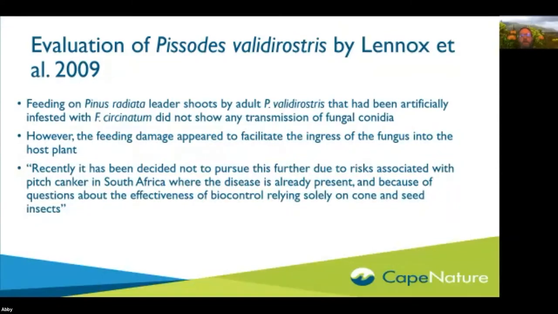Back in 2009, the weevil Pissodes villidirostris was evaluated for its potential role as a biocontrol agent on pines. And they did some experiments in which they gave infected Pinus radiata leader shoots to Pissodes villidirostris, but did not manage to show any transmission of the fungal conidia, which is the means by which the fungus reproduces. However, they did find that the feeding damage from the weevils did appear to facilitate the ingress of the fungus into the host plant, causing them to conclude, somewhat oddly I argue, that it's recently been decided not to pursue this further due to risks associated with pine pitch canker in South Africa, where the disease is already present, and because of questions about the effectiveness of biocontrol relying solely on cone and seed insects.